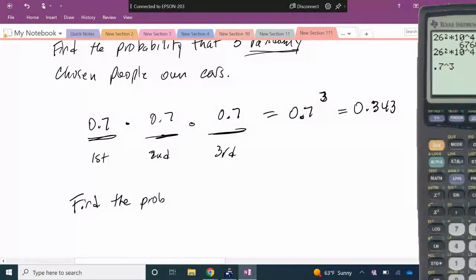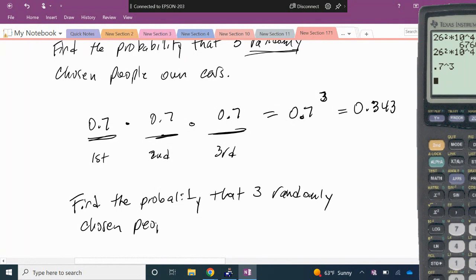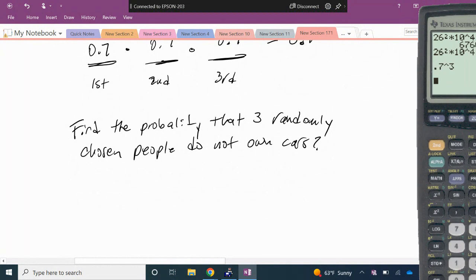Find the probability that 3 randomly chosen people do not own cars. So the same setup. Now I have 3 people. That's my first person, the probability for my second person, and the probability for my third person.